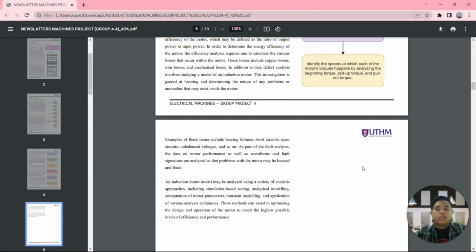Induction motor models can be studied utilizing simulation-based testing, analytic modeling, computation of motor parameters, traction modeling, and numerous analysis techniques. These strategies can optimize motor design and operation for maximum efficiency and performance.